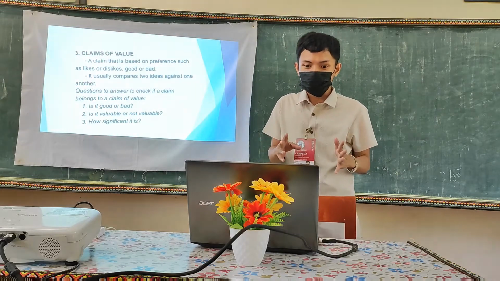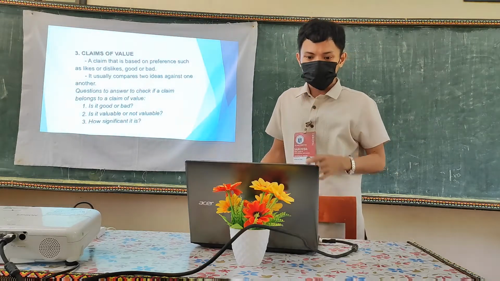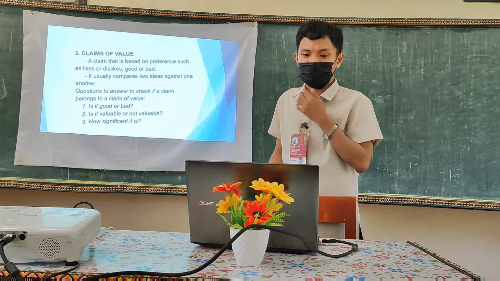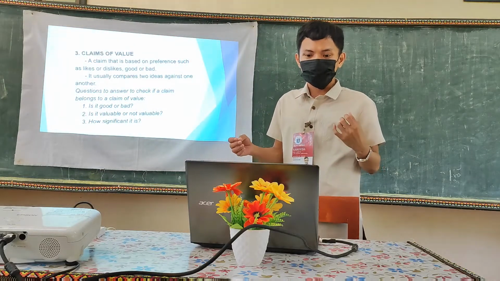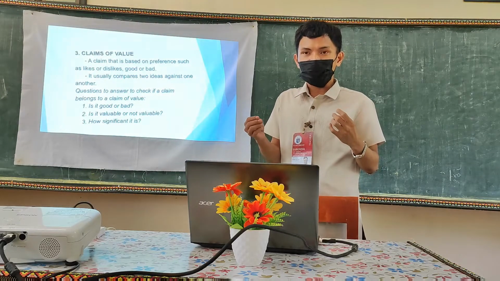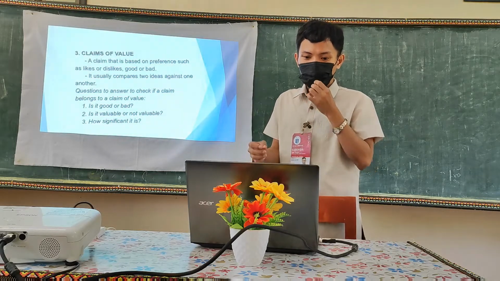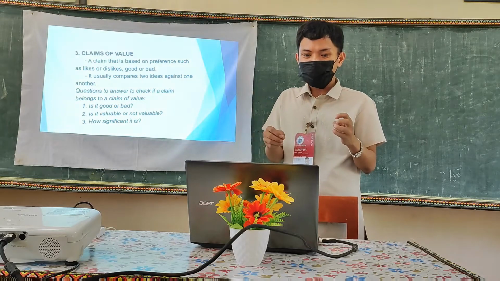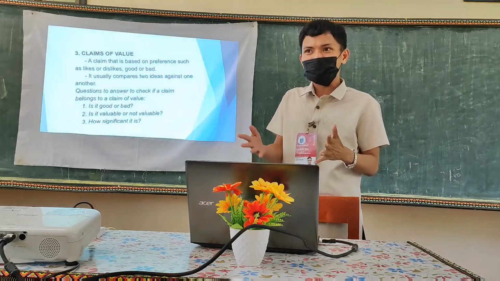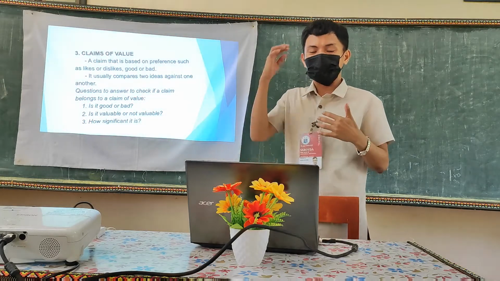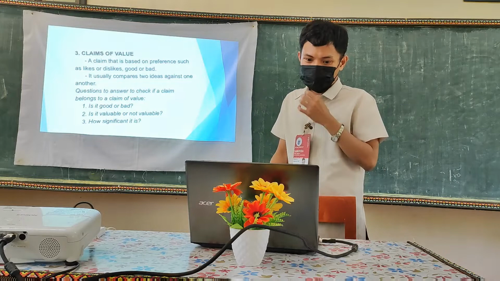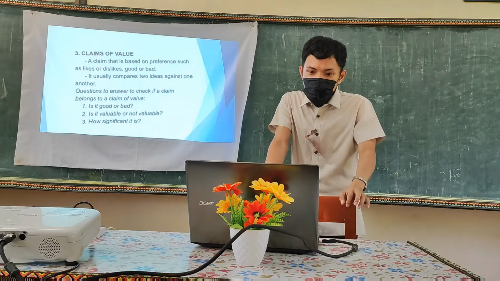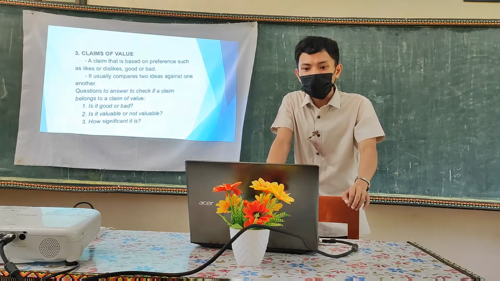So the third and the last type of claim is claims of value. A claim that is based on preference such as likes or dislikes, good or bad. This is a very basic class because you have to really consider whether a certain instance or thing is what you like the most or dislike the most. That's it. So that can be classified as claims of value. It usually compares two ideas against one another.